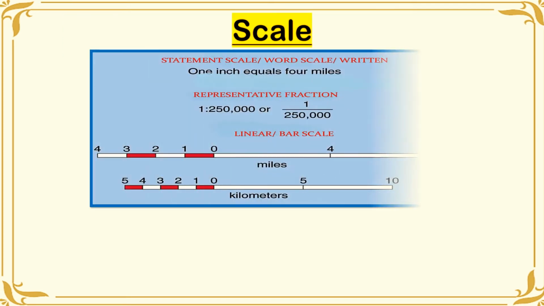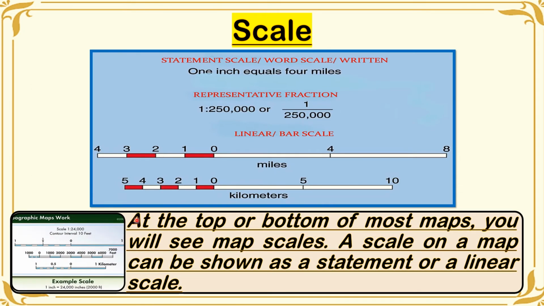Next class, let us study scale. At the top or bottom of most maps, you will see map scales. A scale on a map can be shown as a statement or a linear scale. This is an example of a statement scale, a word or written scale: 1 inch equals 4 miles. Representative fraction: 1 to 250,000, or 1 over 250,000. We also have the linear scale or bar scale, and this is the type of scale that we often see on maps. It can be in miles or kilometers.